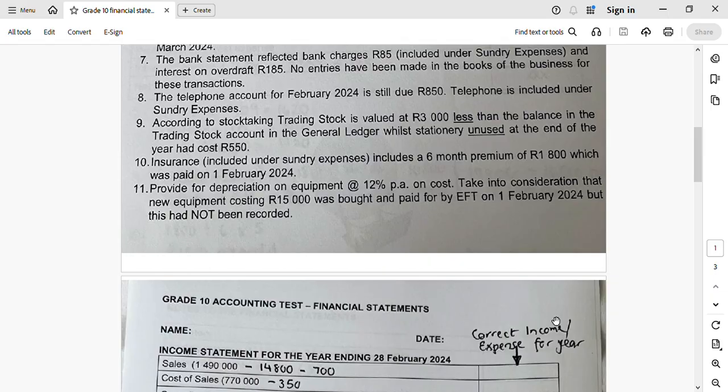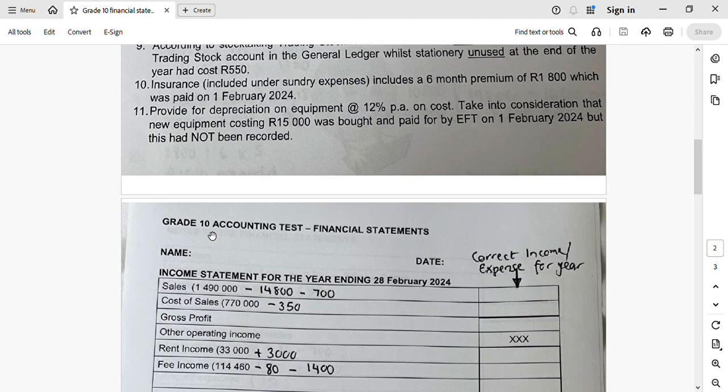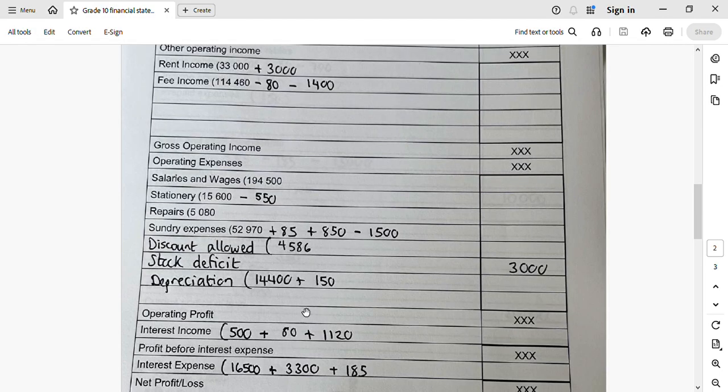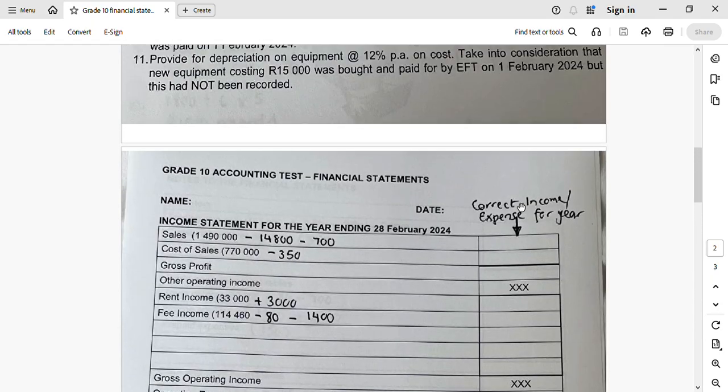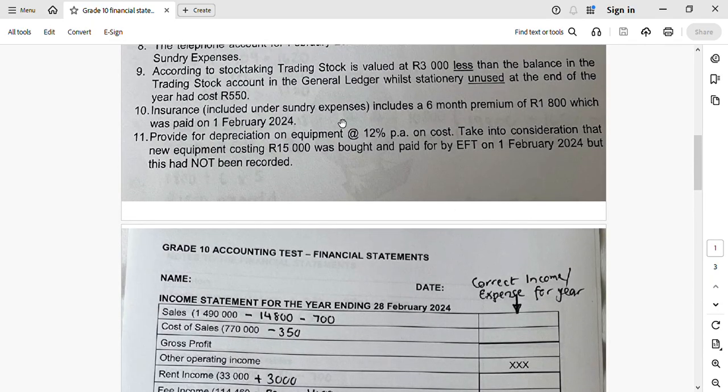Right, then insurance, that other one was supposed to be the 550, and I can see here that I've actually put it under sundry expenses. In the meantime, it should have come under stationery, the 550. I thought stationery was part of sundry expenses for some reason. Okay, so that goes under stationery. You subtract what's not used so that you end up with what was actually used over here. Apologies for that error.